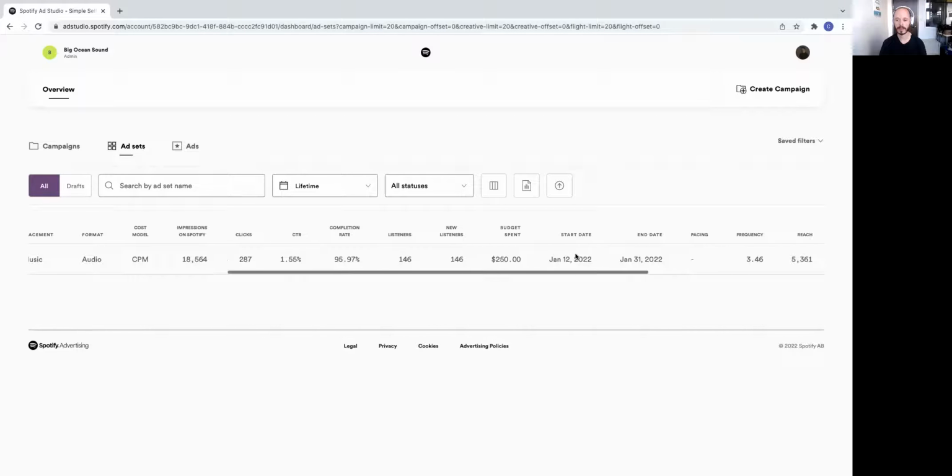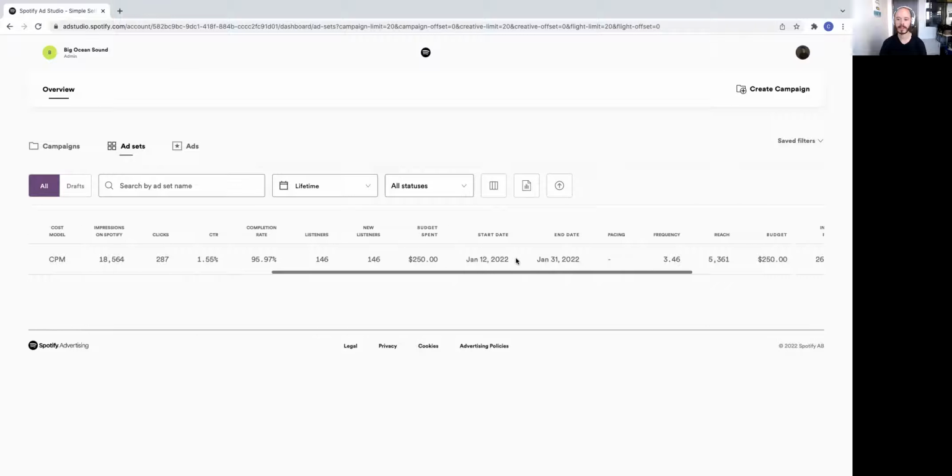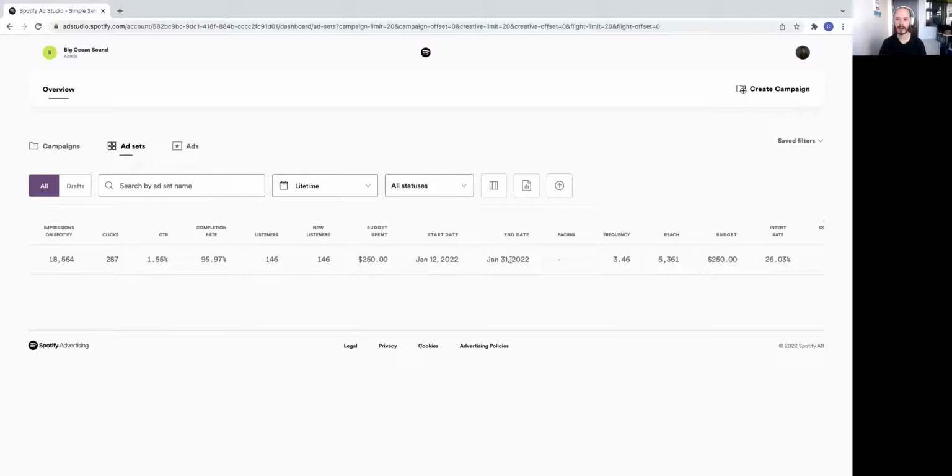All right. So I ran this from the 12th through the 31st, so a little more than 2 weeks. And this is pretty much how long it took me to get my results.